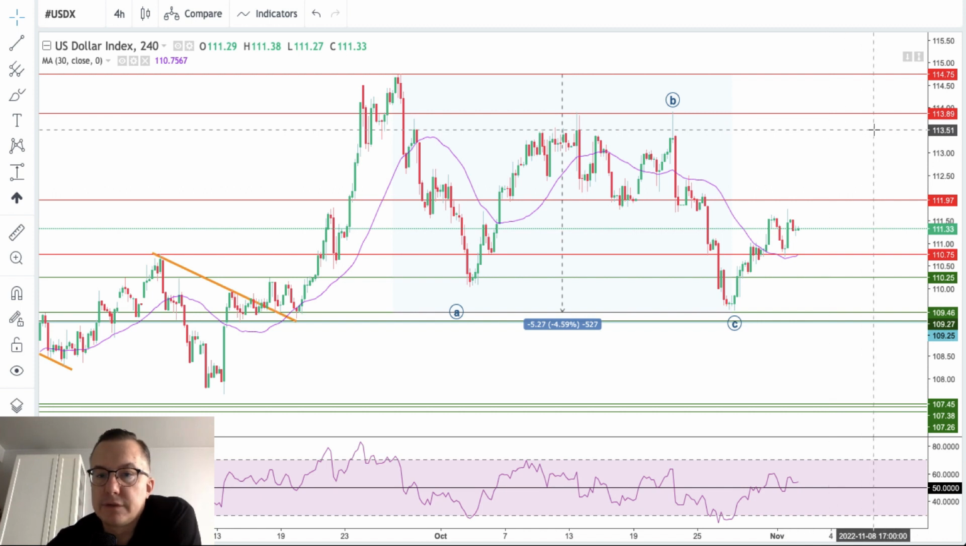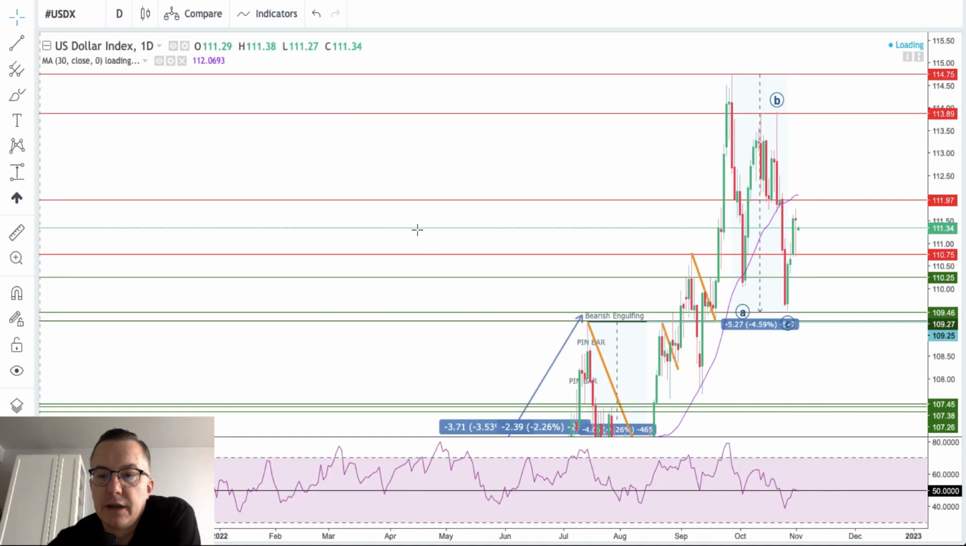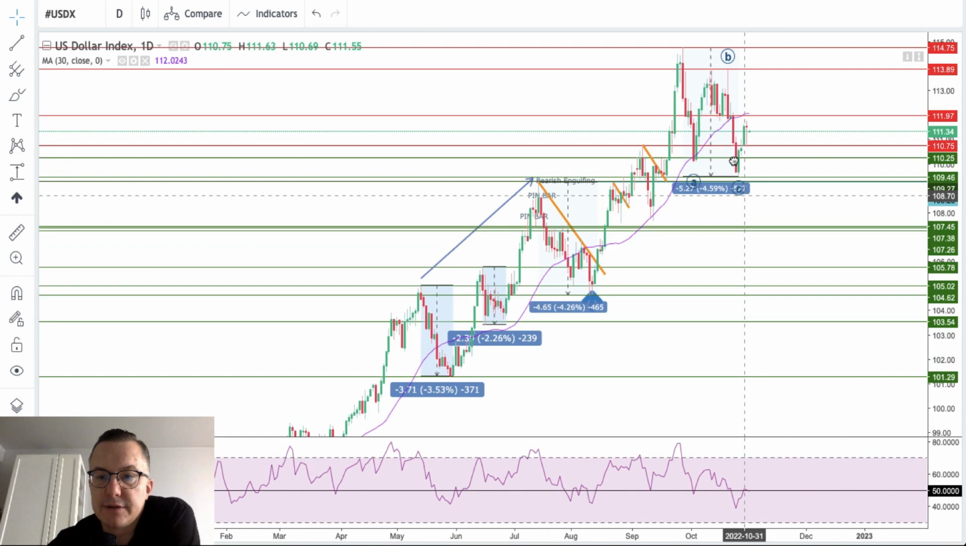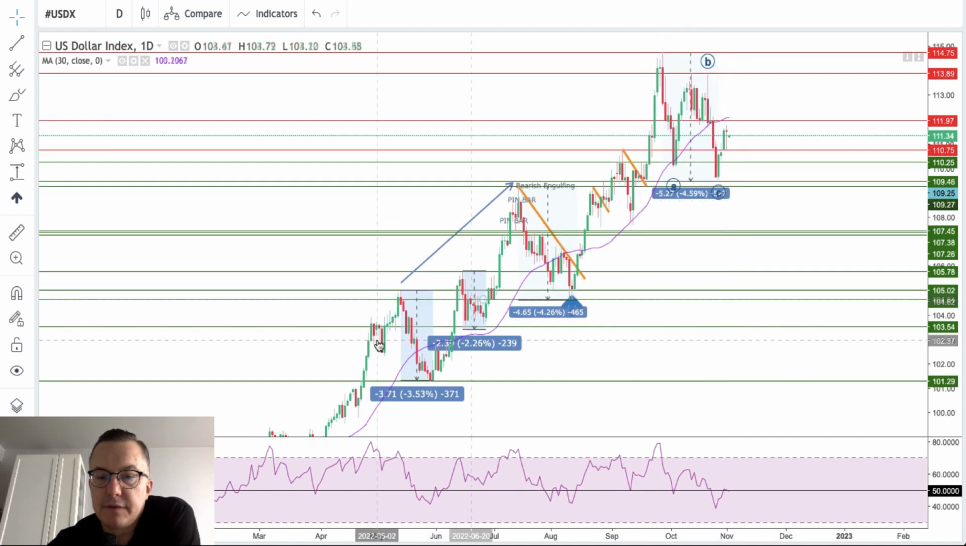Let me just focus now on the US dollar index. The target is 113.89, and then even the swing high at 114.75. Nothing wrong with this. Scenario right now, ABC to the downside during the uptrend. So please be aware of the fact that we are still in the uptrend.